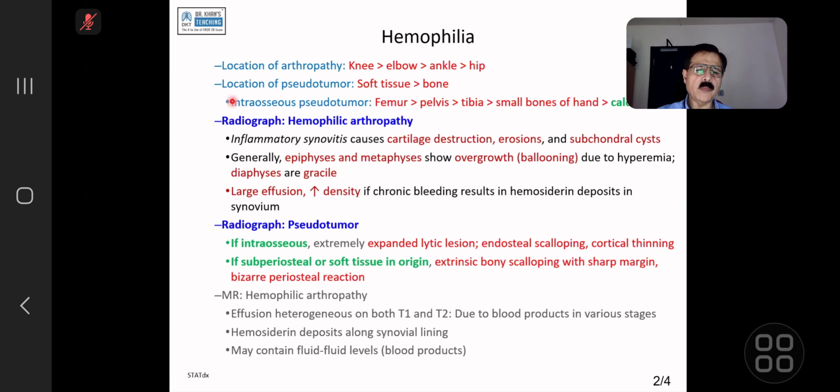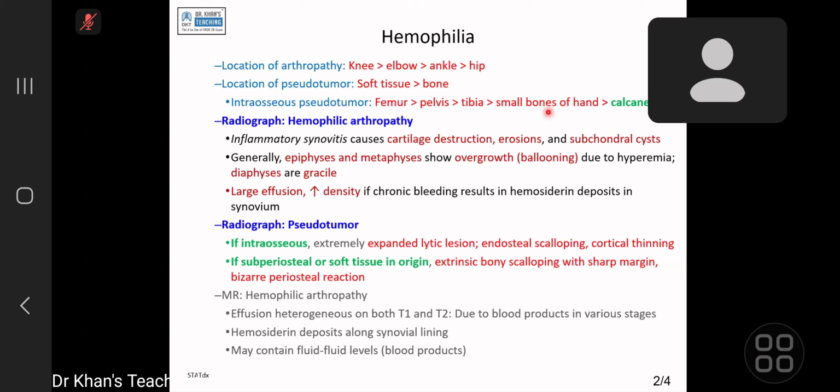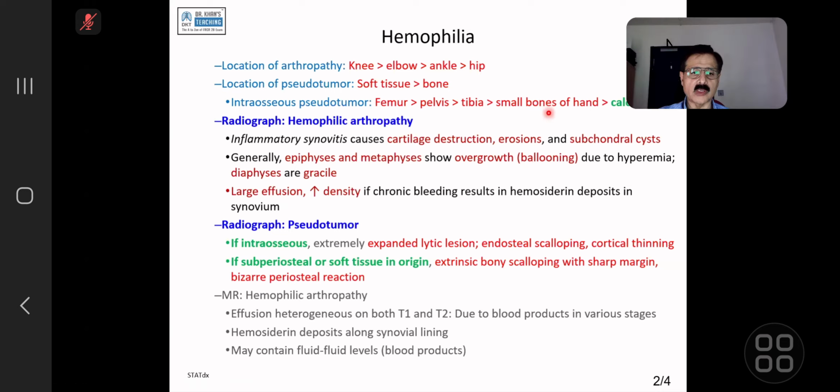Now, key points to remember is that the most commonly involved is the knee joint, then the elbow. So these two are most important. But I particularly want to highlight calcaneum. And I also want to highlight small bones of the hands where you can get what we call pseudotumors. And because of abnormal or slightly unusual locations, these are favorite in the exam.